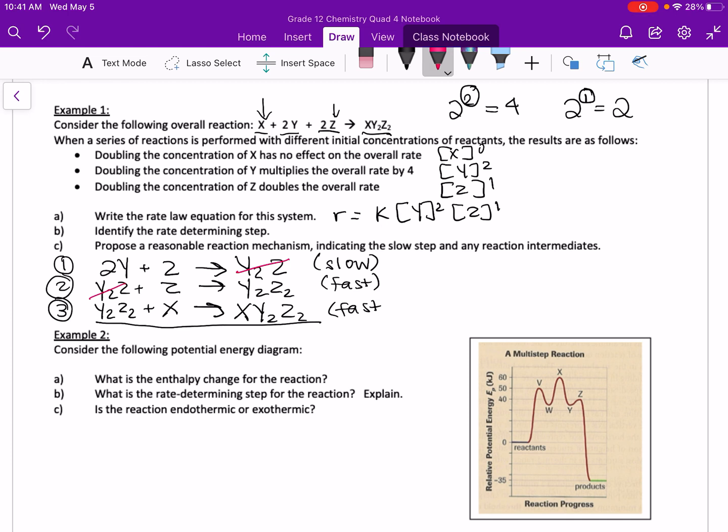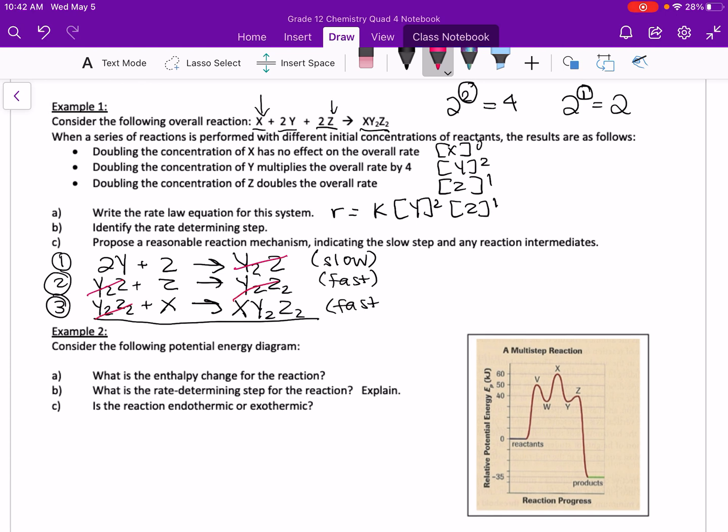When I add this all up and I get rid of any intermediates, like this one, I'm left with the reaction that I wanted. 2y plus 2z plus x gives me xy2z2. And this was my target reaction. Remember that there are many different ways to get to a reaction, and as long as they work out to give you the proposed overall reaction, it works.